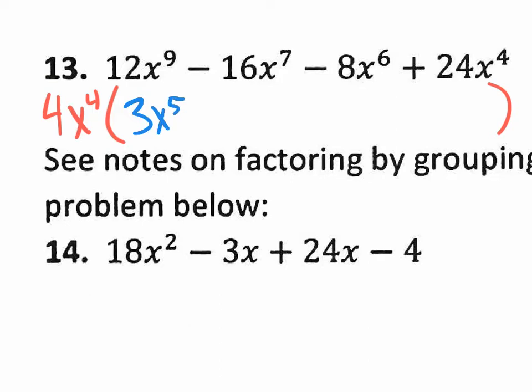How about the second term? 4x to the 4th times what will get us the negative 16x to the 7th? Minus 4x to the 3rd, right? Because 4 times negative 4 will get us to negative 16, and x to the 4th times x to the 3rd will add together to give us x to the 7th. How about that next term? Negative 2x squared, great. And how about the last term? Plus 6, no x's, perfect. That wasn't too bad, was it?